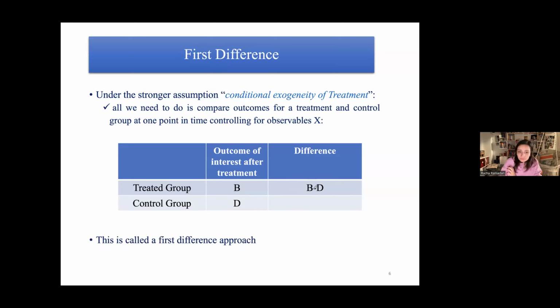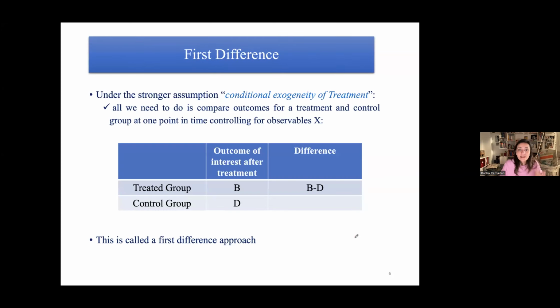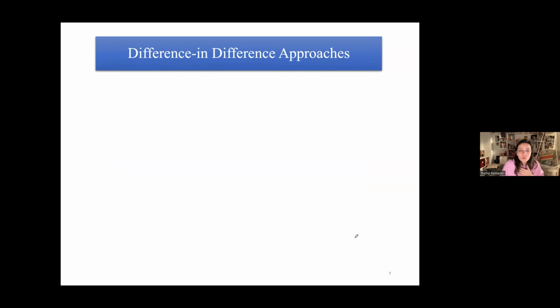But as we know, this first difference approach is applied if the conditional exogeneity of treatment is verified, if we know that there are no unobservable characteristics affecting the selection into the program and the outcome at the same time. That is not always the case in application if it's not randomized. This is why, instead of using the first difference approach, we use what we call the difference in difference approach.